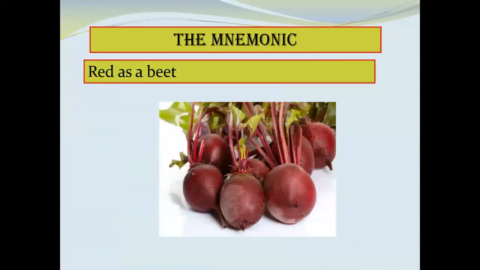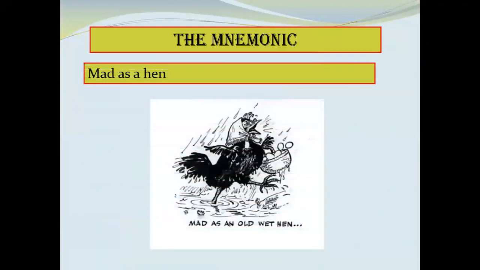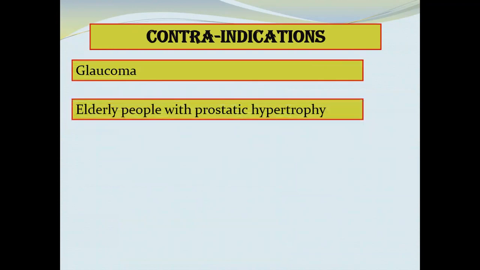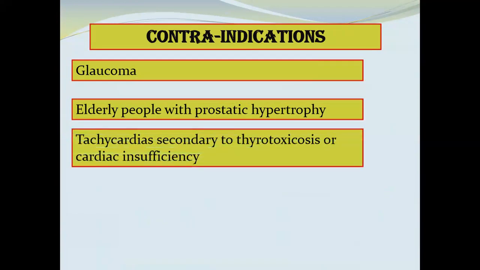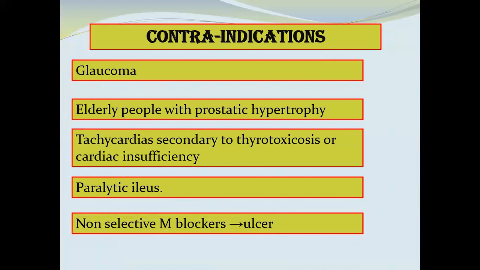They make you blind as a bat, dry as a bone, red as a beet, mad as a hatter, hot as hell. These drugs are contraindicated in glaucoma, in elderly people with prostatic hyperplasia, in tachycardia secondary to thyrotoxicosis or cardiac insufficiency, paralytic ileus, and in peptic ulcers.